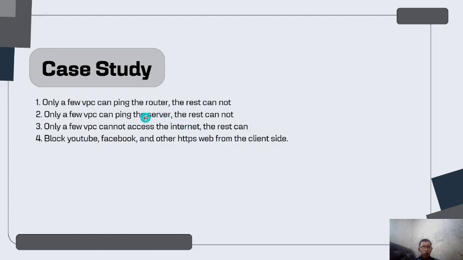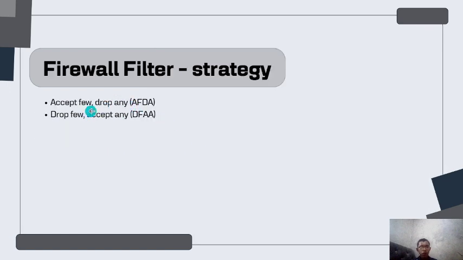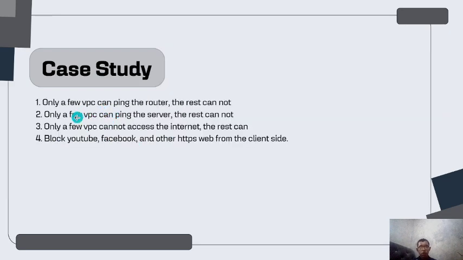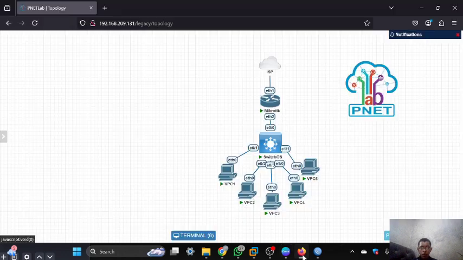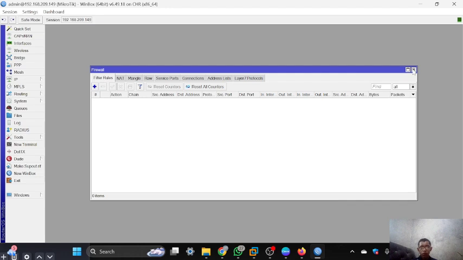In the first case, only a few VPCs can ping the router, and the rest cannot. I will use the first strategy, which is accept few and drop any, because only a few VPCs can ping the router, and the rest cannot. So for example, I will choose VPC1 and VPC2 that can ping the router, but the rest cannot. So we can go to our Winbox.